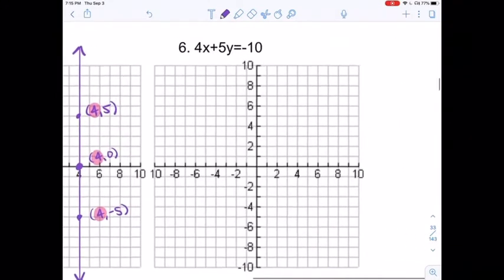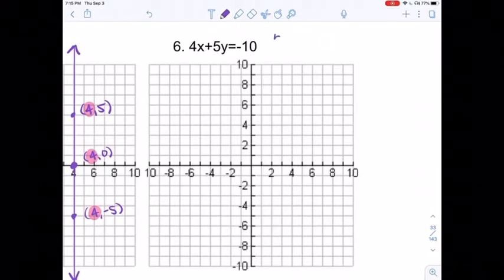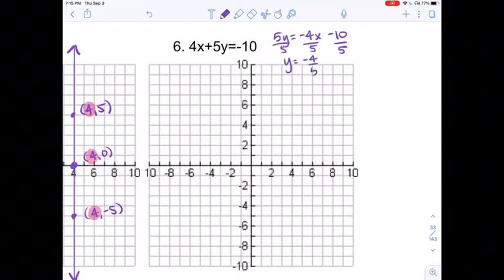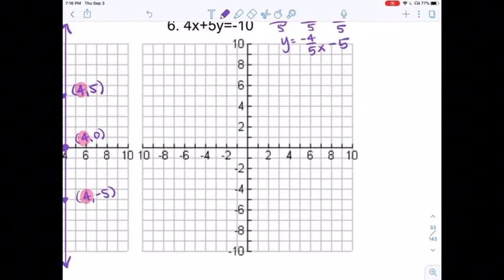4x plus 5y is equal to negative 10. So 5y is equal to negative 4x minus 10. And then when we divide both sides by 5, I'm going to have y is equal to negative 4/5 x minus 2. And we're going to do the same thing. Go down to negative 2. This is down 4 and right 5. 2, 3, 4. 2, 3, 4, 5. I could also reverse the negative, and I can go up 4 and back 5.